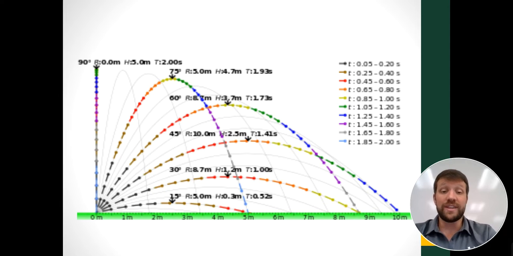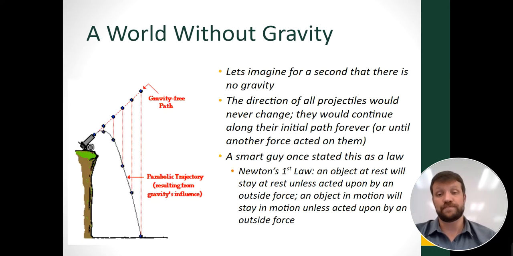The one angle that this parabolic shape is not the case is if an object is fired straight up. But let's be honest, only fools are firing objects straight up because they're going to come straight back down. So 90 degrees is the one spot where you won't have this shape. It will just move straight up and then straight back down.